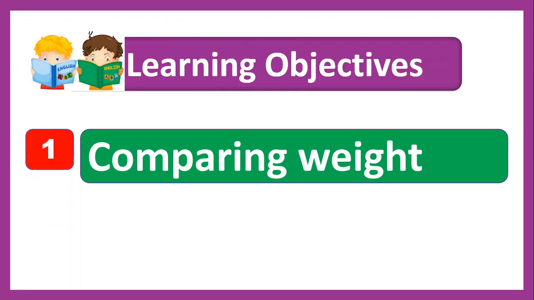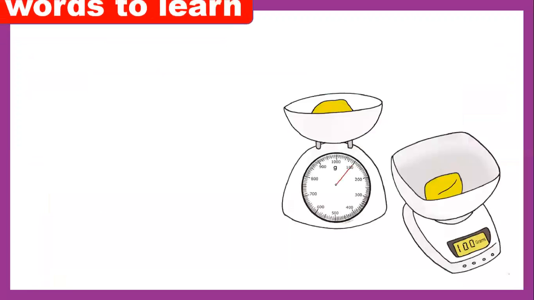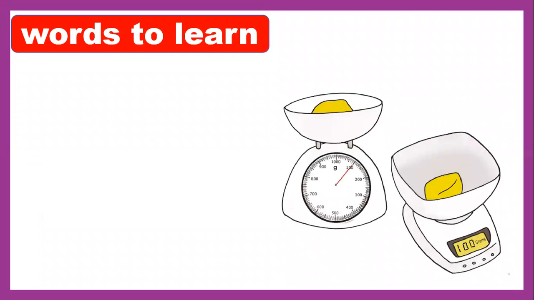Okay, so when we compare weight, we are going to use scales. So now here you have to learn the important word. We have two different types of scales to measure weights. So first of all, we need a scale. There are two kinds. We have the analog scale, and this one is the digital scale.